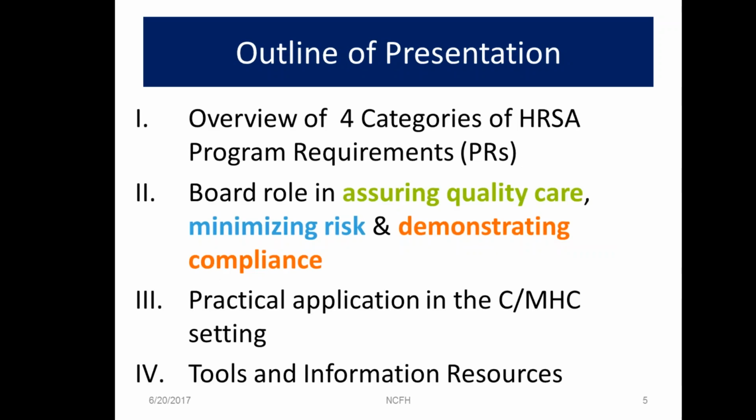So we have an outline here of 4 points. The first thing will be the overview of the 4 categories. The next is the board's role in assuring quality, minimizing risk, and demonstrating compliance. And there's a reason for the color coding here. As we talk about quality care, we will be highlighting all of those points in lime green. When we talk about minimizing risk, it'll be in blue, and as we talk about demonstrating compliance, you'll see that appearing in that orangish color.